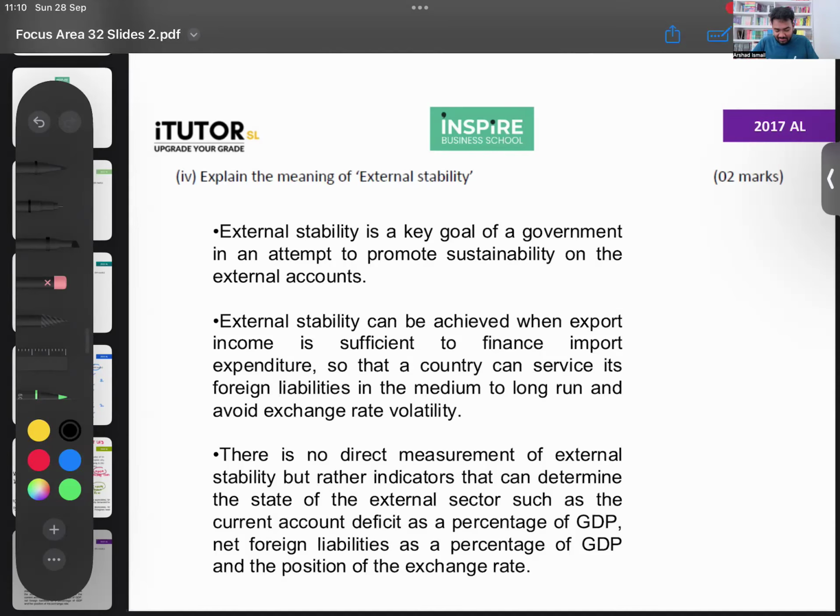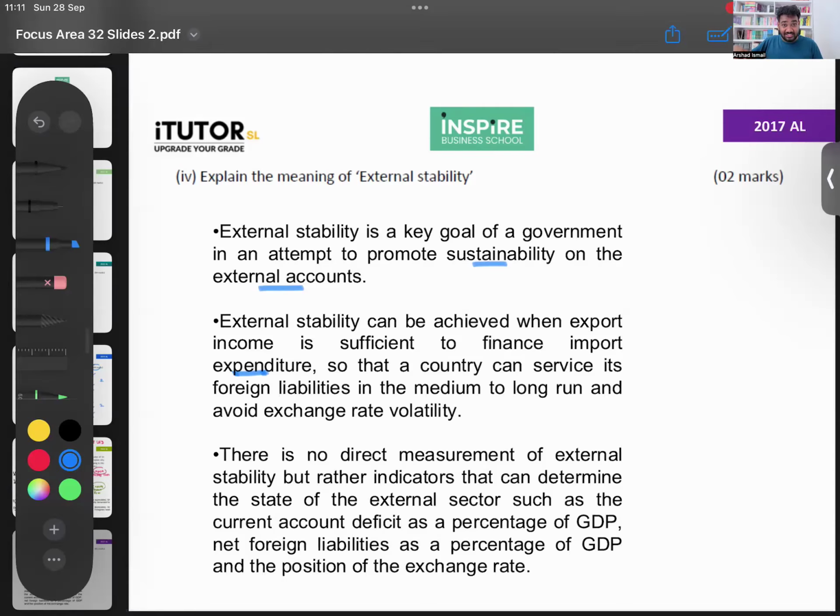So external stability, we say, is a key goal of the government in an attempt to promote sustainability in your external accounts. External stability can be achieved when export income is sufficient to finance import expenditure, so that a country can service its foreign liabilities in the medium term to long run. Ideally, you don't have to talk about imports and exports. It is where the money that you're getting into your country in terms of dollars is enough to make all your other payments.